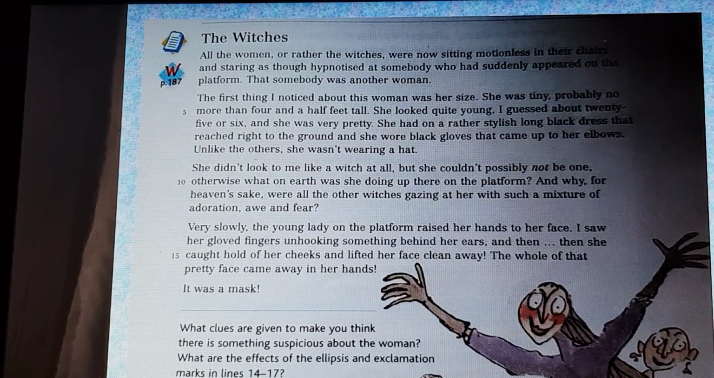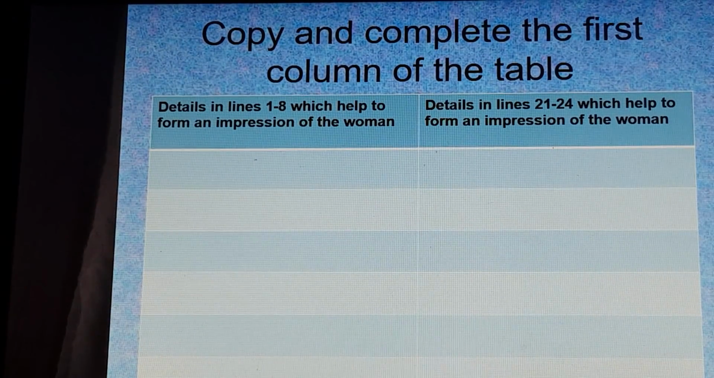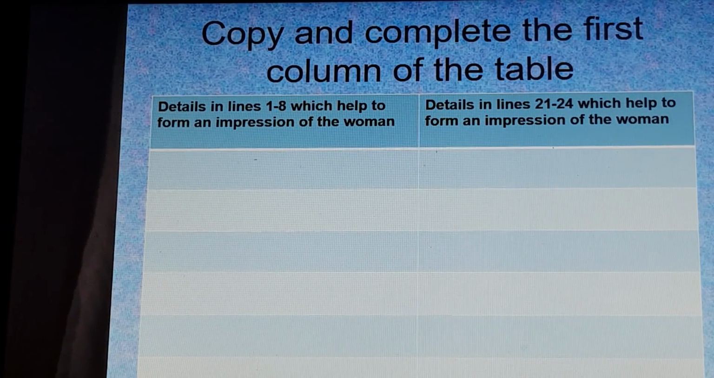So you might start off with, she was tiny, from line 4. She was tiny. Then you could also have 4.5 feet tall. So we're just looking for details that give us information about the woman. Okay, so that's what you're doing, just the first column at the moment, because we haven't read the information for the second column yet. So give yourselves about 10 minutes, draw out that table and complete any information that you find out about the woman.